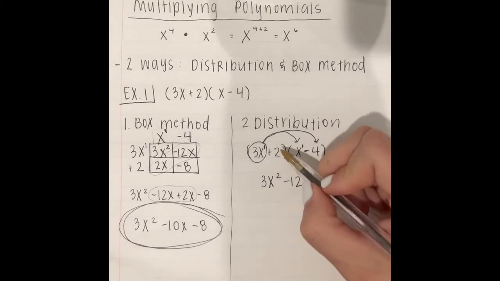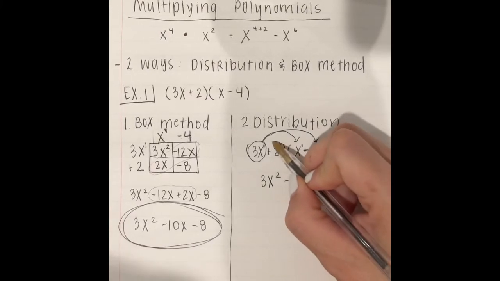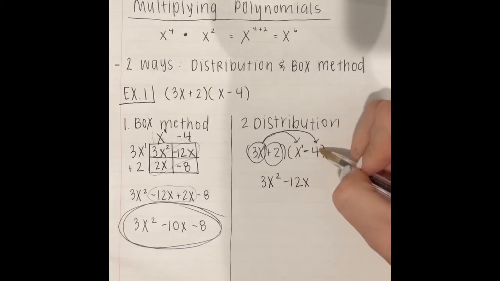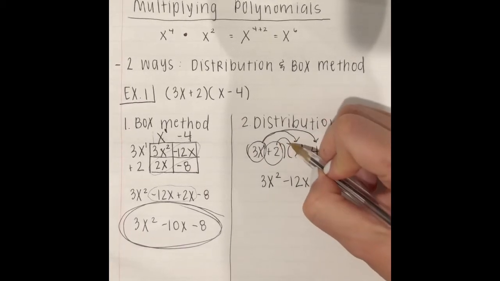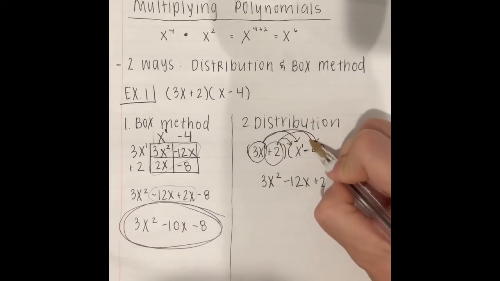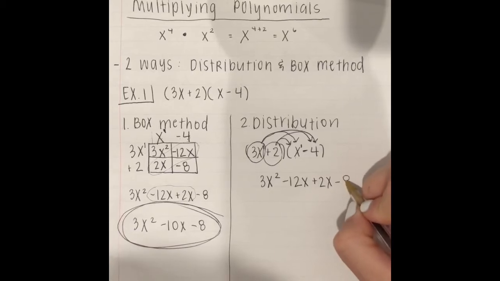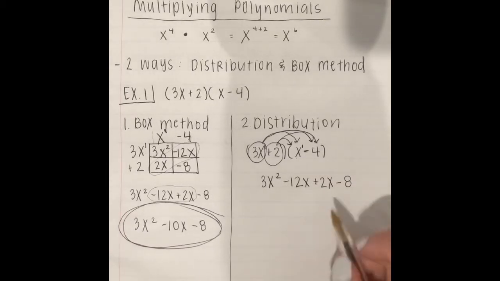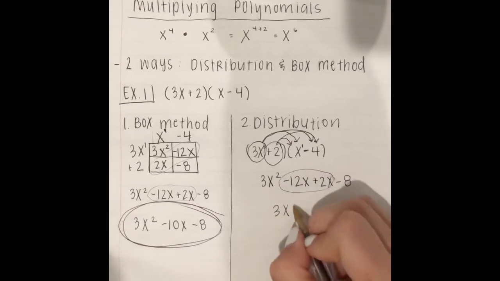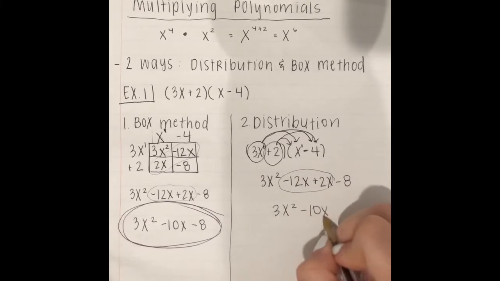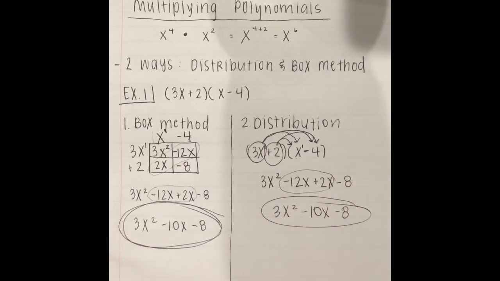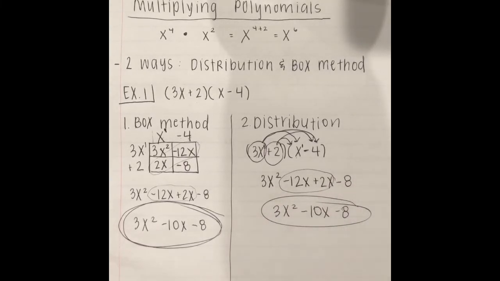Then you move on to your next number in your first set of parentheses, which is a positive 2. And then you multiply it by both terms. So 2 times x gives us 2x. And 2 times a negative 4 gives us a negative 8. And then you combine those like terms in the middle. So you have 3x squared minus 10x minus 8. Same thing we had here.